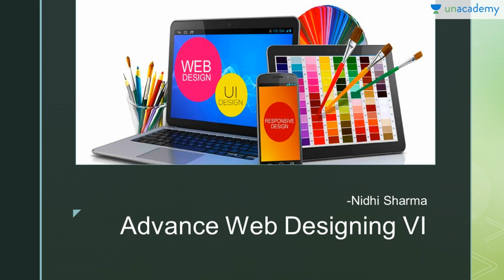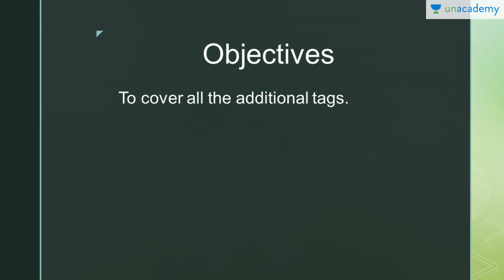Hello everyone, welcome to the last video of this course, and the objective of this video will be to cover all the additional tags. Strictly speaking, we will be covering two tags, that are marquee and border. I'll be telling you how you can create a circled image, okay? And apart from this, we will be covering the selector part from CSS, that is cascading style sheets.